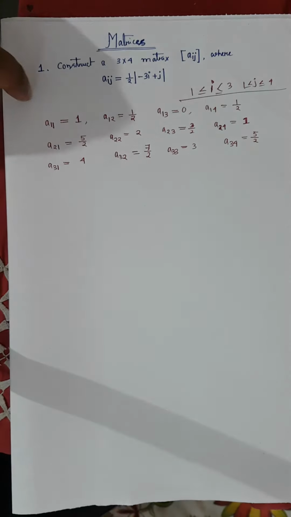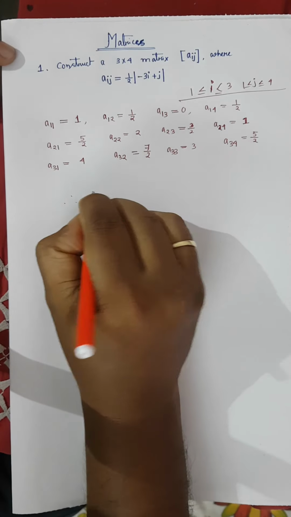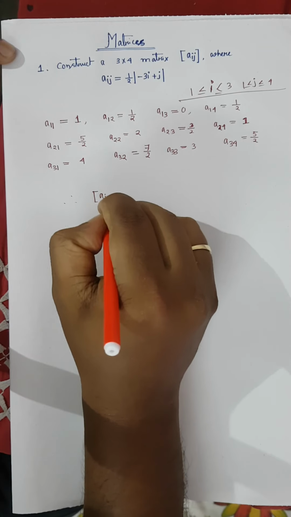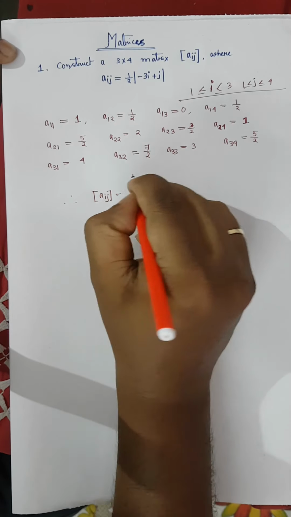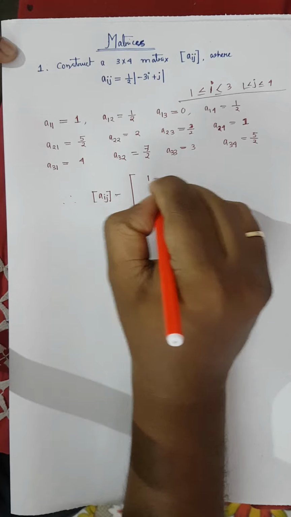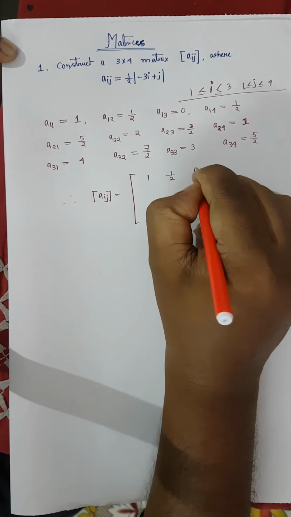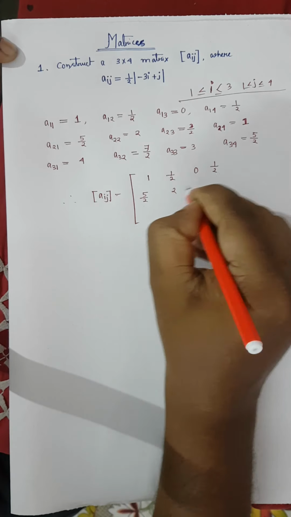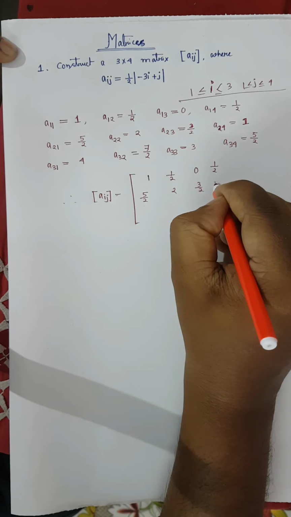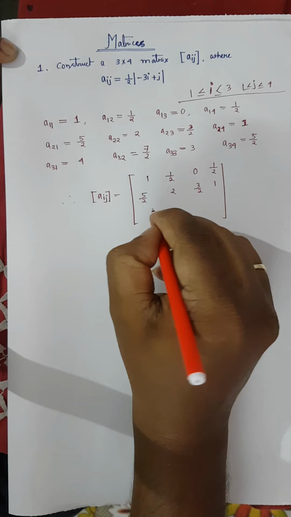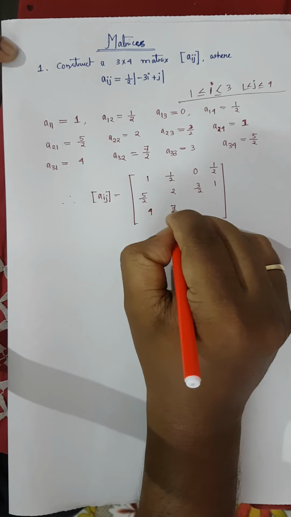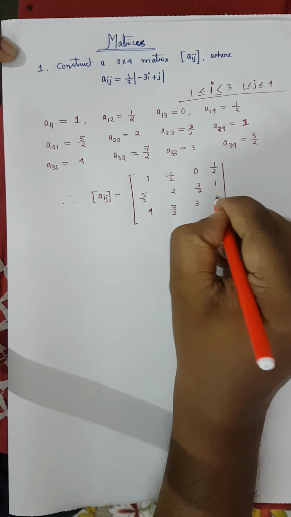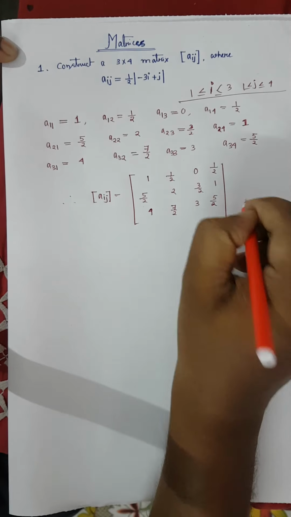So we found all the elements of this matrix. Therefore the matrix A = [aij] is equal to: first row 1, 1 by 2, 0, 1 by 2; second row 5 by 2, 2, 3 by 2, 1; third row 4, 7 by 2, 3, 5 by 2.